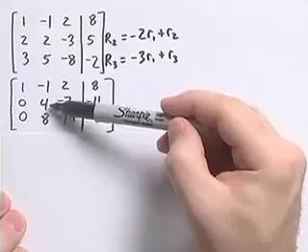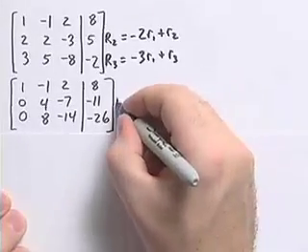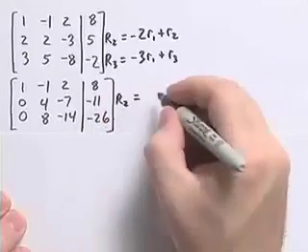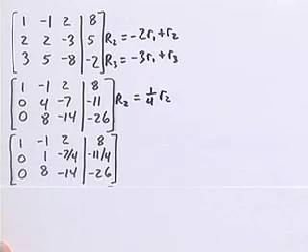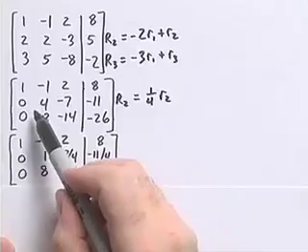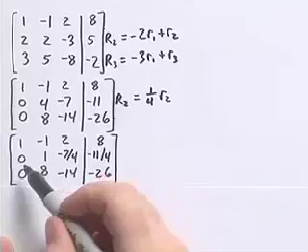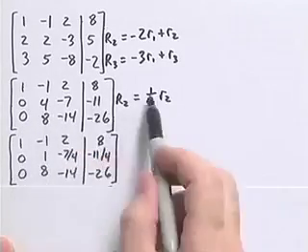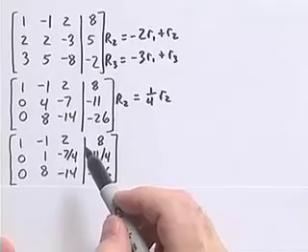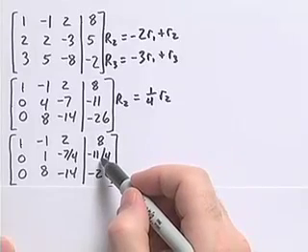Our next step is to get a 1 along the diagonal in the 2, 2 entry. To do that, we'll multiply row 2 by 1/4. If we perform that operation, we'll get the following matrix. We have not changed row 1 or row 3, so we rewrite those. 0 times 1/4 is 0. 4 times 1/4 is 1. Negative 7 times 1/4 is negative 7/4. And negative 11 times 1/4 is negative 11/4.